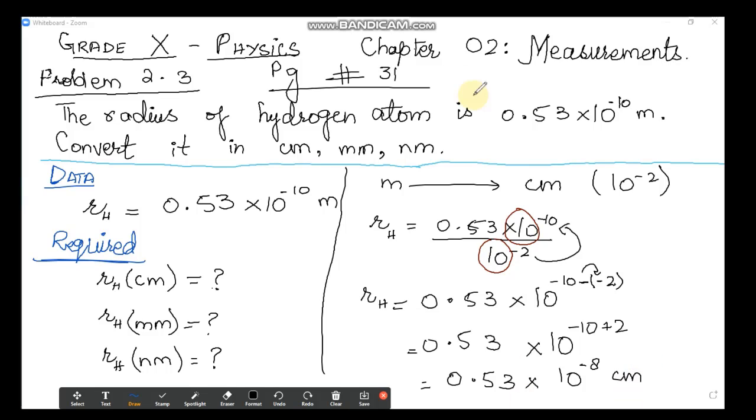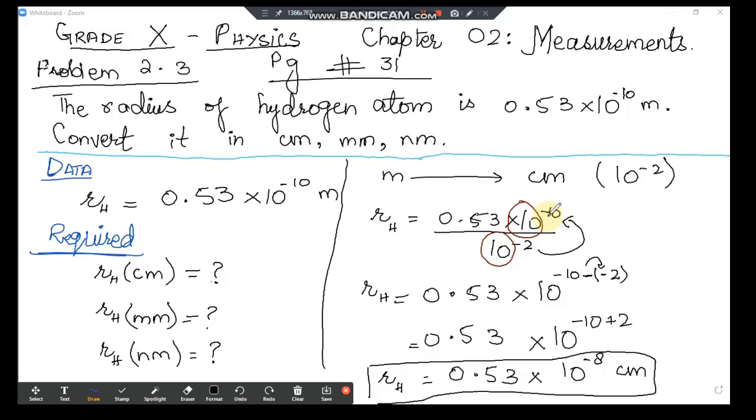Now this is the answer in centimeters. The next conversion is to convert the same value into millimeters. For that purpose you must remember the value of milli, which is 10^-3. So again we will perform the division for converting meters into millimeters, because we are again going from a bigger unit to a smaller one.